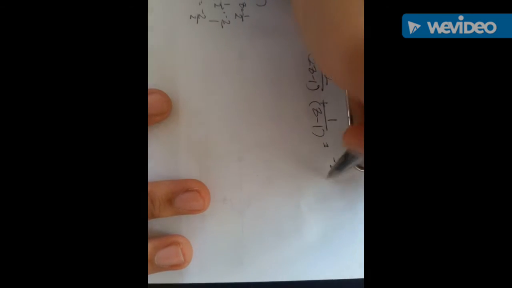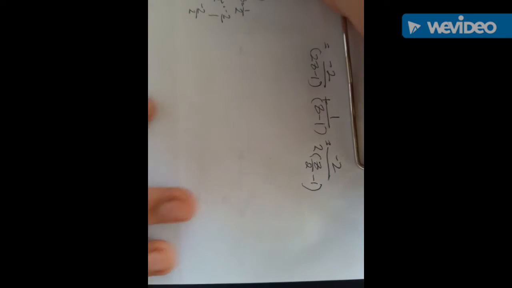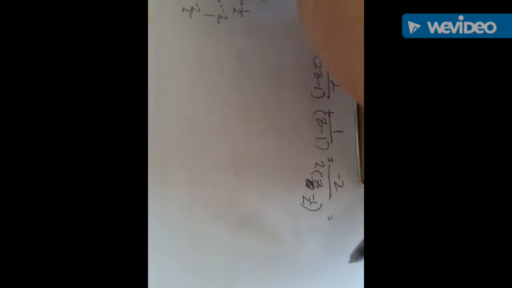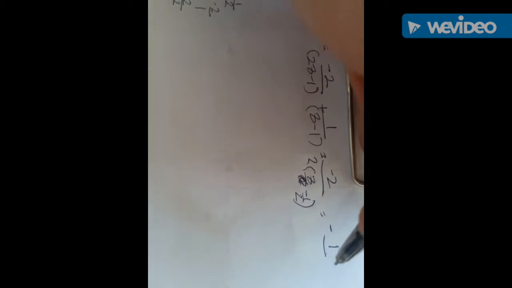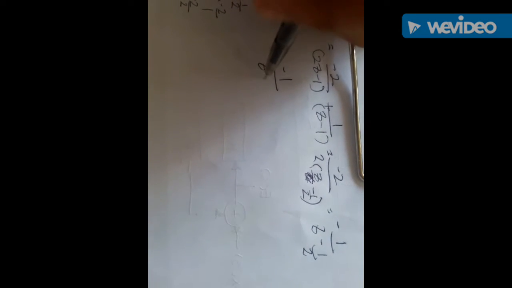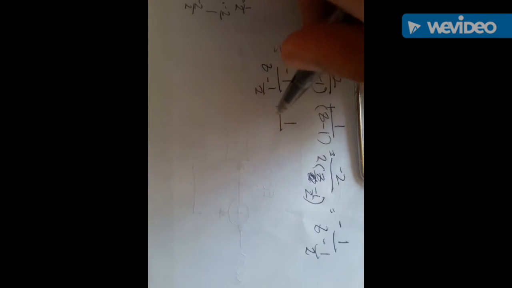Finally, we can just factor this to cancel this, since we have a complicated identity here. Negative 2z over 2, minus 1, or z minus 1 half, we will have a negative 1 over z minus 1 half. Writing the equation, we have negative 1 over z minus 1 half plus 1 over z minus 1.